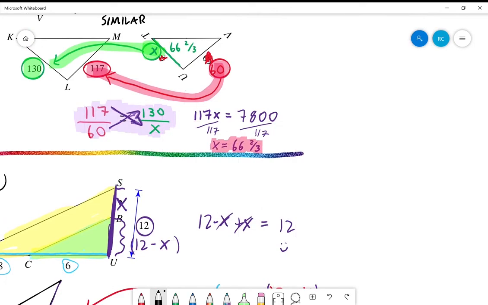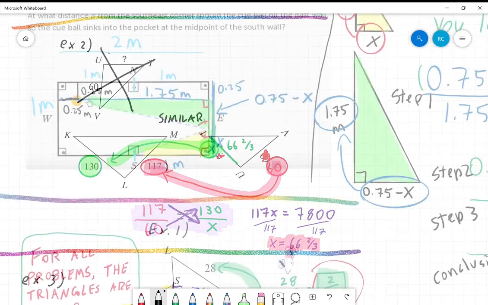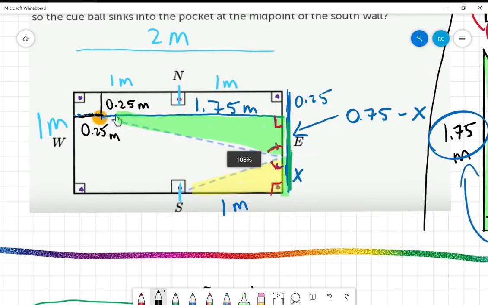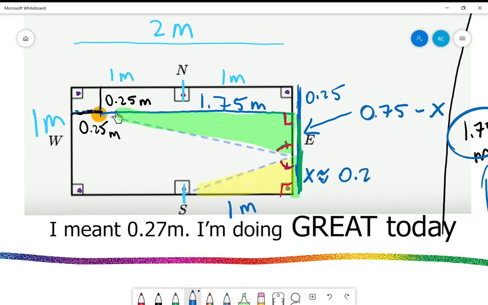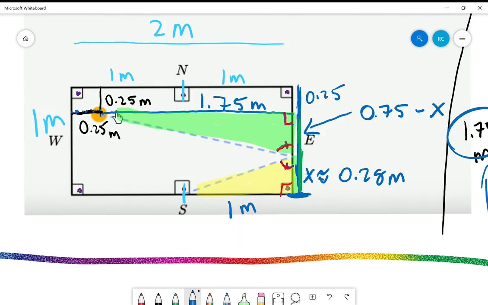So going back to the original problem, this ball should be hit approximately 0.28 meters from the bottom side of the pool table in order to perfectly reflect off the wall and into the hole.